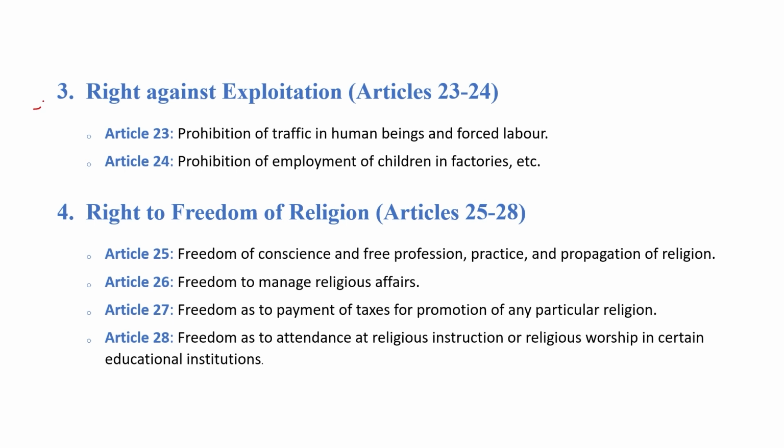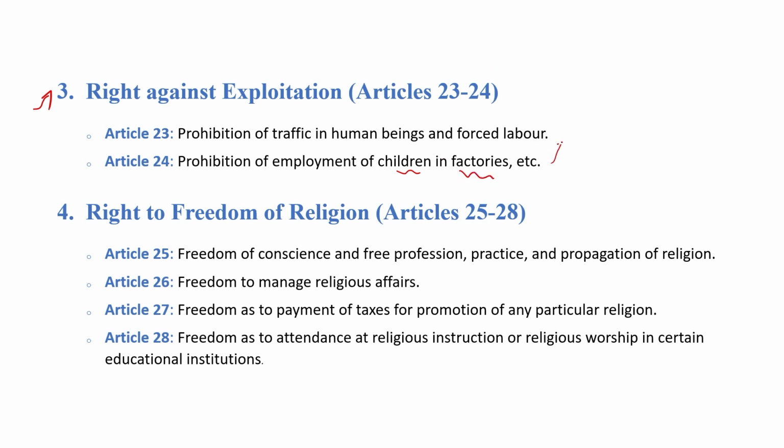Next is right against exploitation. The third fundamental right is right against exploitation under Article 23 and Article 24. Article 23: prohibition of traffic in human beings and forced labor. Basically, this article prohibits the trafficking of human beings, the sale of children, the sale of girls, and also forced labor. Article 24 provides prohibition of employment of children in factories, etc.